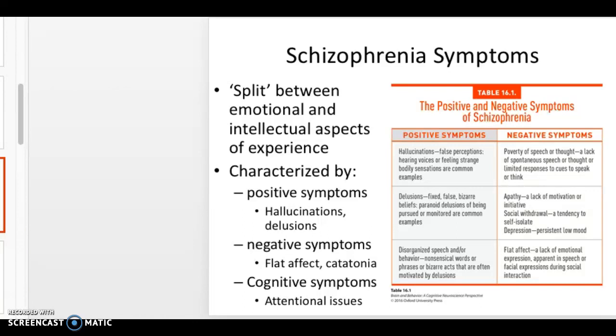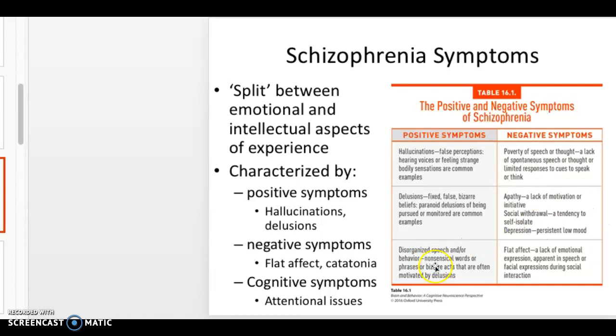Positive symptoms we want to think about as being added, something that you have that you wouldn't necessarily see in a healthy individual. Negative symptoms are the opposite, something that you're not seeing in the patient that you would expect to see in a healthy individual. So positive symptoms could be hallucinations, delusions, or really rapid, disorganized speech. Negative symptoms might be a lack of speech or thought, so catatonia, flat affect, or just a lack of any kind of social awareness.